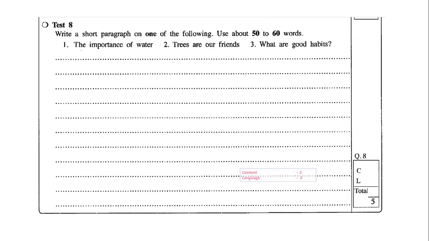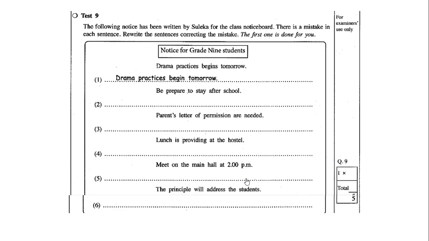There are health habits and there are habits you should perform as a good citizen. Okay, this one also contains 5 marks, for content 2 marks, and for language 3 marks. I think all of you can earn those 5 marks because you have practiced these types of questions a number of times. We'll do paper 2 now. Test 9. The following notice has been written by Zulekha for the class notice board.